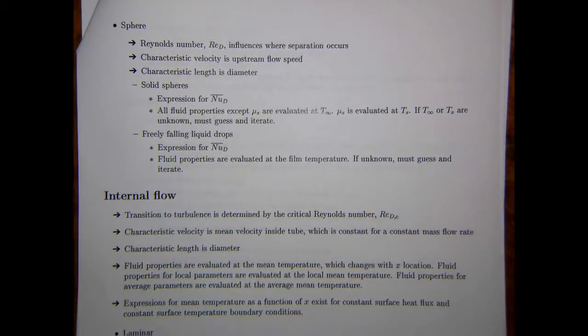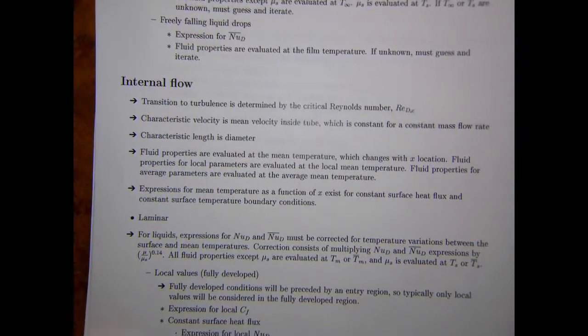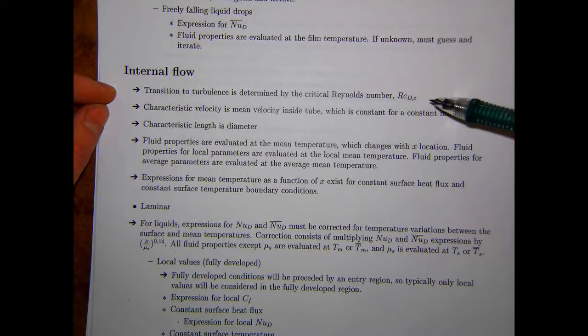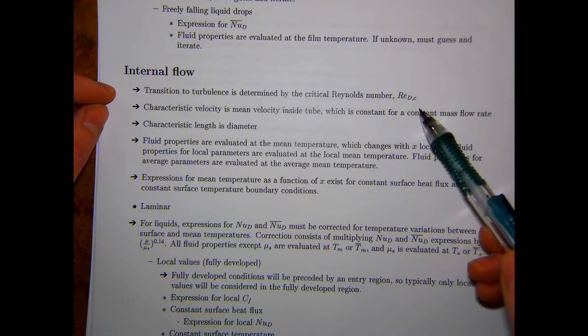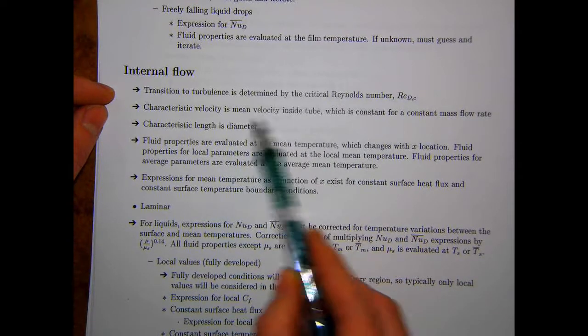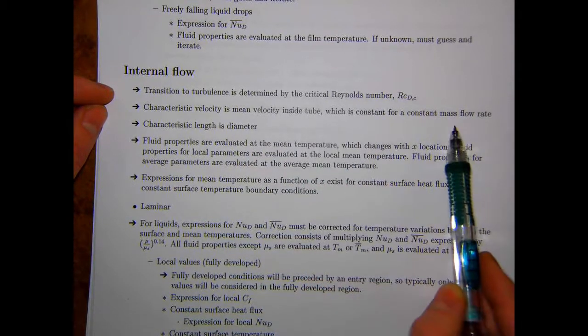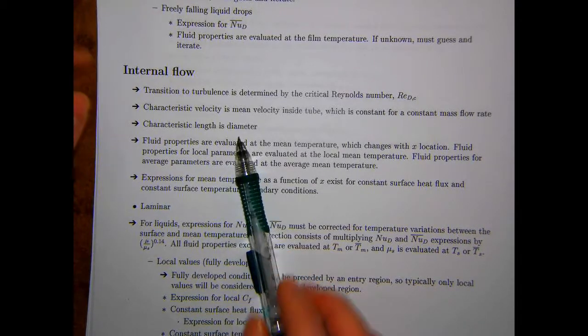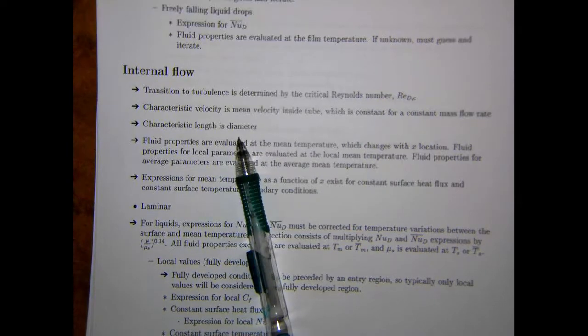Okay. Then we started talking about internal flow. In internal flow, the transition to turbulence is determined by the critical Reynolds number, just like it is for flow over a flat plate. But the distinction here is that the Reynolds number is now based on the mean velocity inside the tube, which is constant for a constant mass flow rate, and the characteristic length is the diameter. Those are values that don't change with x, right? The diameter and the mean velocity. So you either have laminar flow or turbulent flow entering the pipe. There's no transition to turbulence like you have for flow over a flat plate.